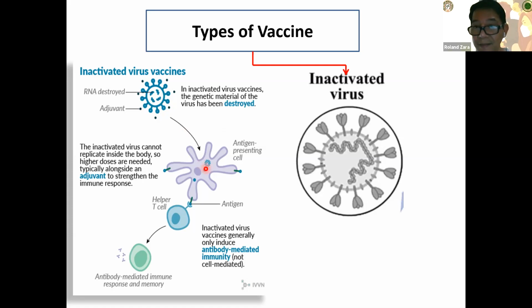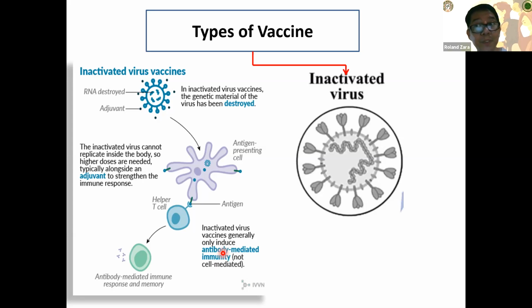When injected, they are recognized by your antigen-presenting cells, which present antigen to helper T cells to produce antibody. Unlike your attenuated, which replicates, in inactivated the virus cannot replicate inside the body. So higher doses are needed, 2 doses. They are also given alongside an adjuvant to strengthen the immune response. Your inactivated is an antibody-mediated response, meaning this Sinovac may later need booster doses yearly or annually.